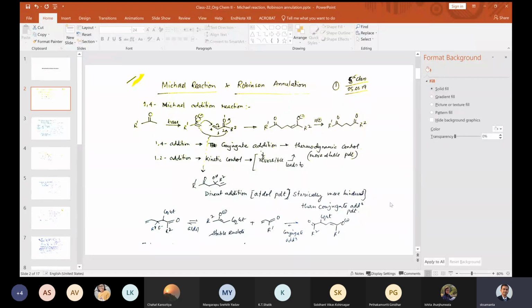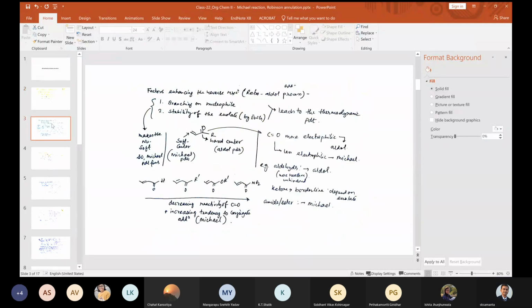Is this slide clear? Any question? Okay. Now, what kind of factors affect the reverse step? I mean, which factors, if present in the starting material, would lead this reaction to go in the reverse direction? So there are two factors.